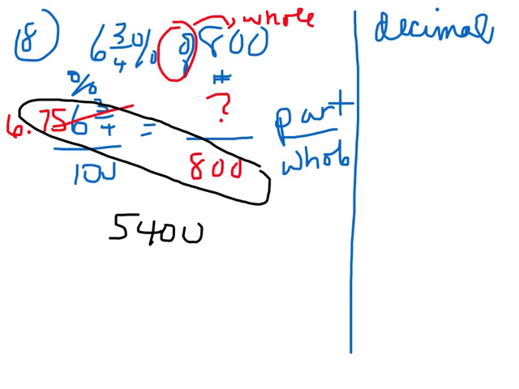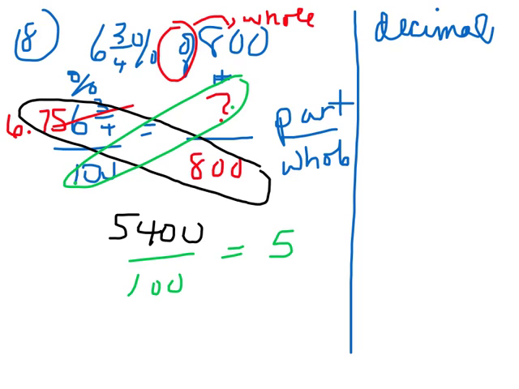5,400 is what that is when I multiply it. Now, I'm going to divide by the thing that's across from the unknown value. Well, the unknown value is my question mark. What's across from it? 100. So I divide by 100. 5,400 divided by 100 is 54.